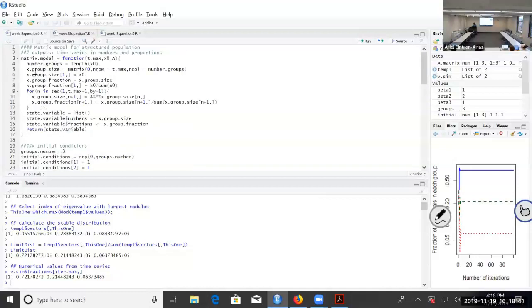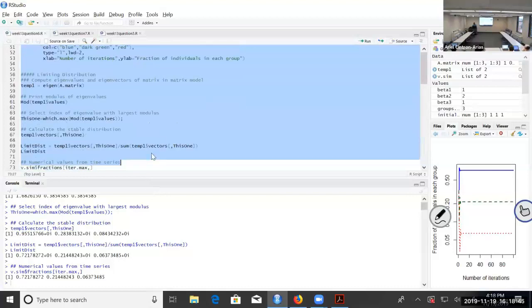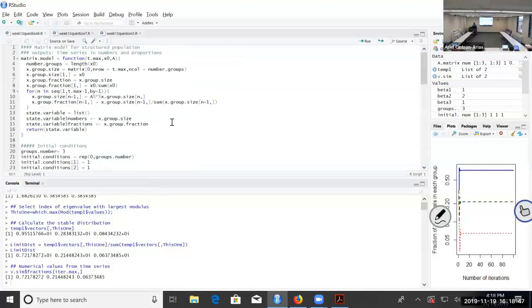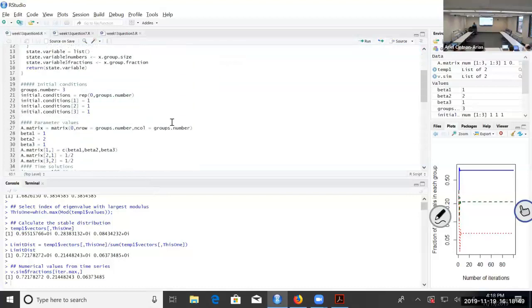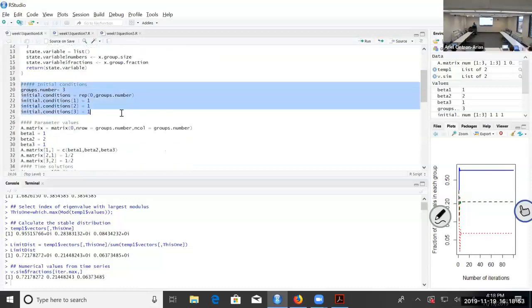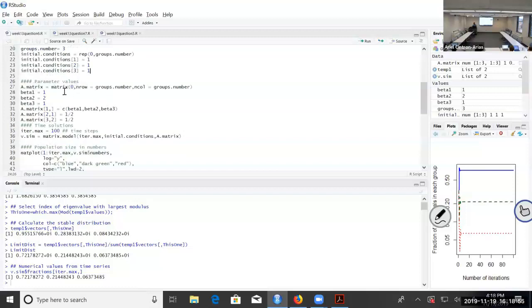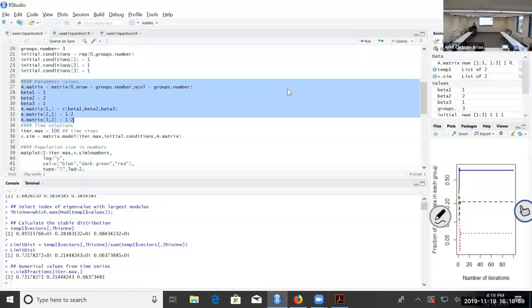And this comes from one of the demos. I think this was the R file in week 10, right? So a lot of these commands, what you have to do is modify the matrix, right? You have to modify initial conditions, and parameter values is where you have to modify the matrix. So that's what you do for your question, right?